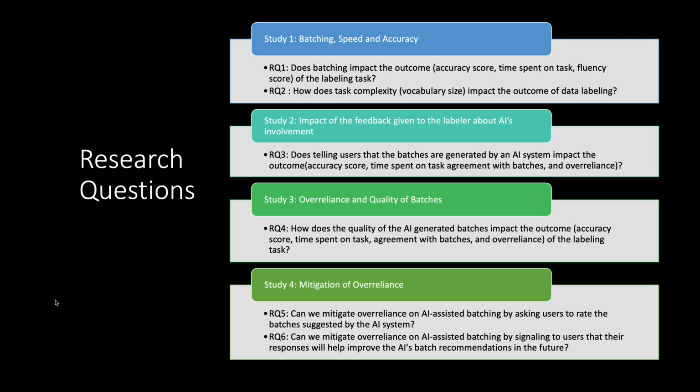We addressed a series of research questions in this paper and divided them up as studies. We first start by discussing the accuracy and speed of batching in the first place and how task complexity can impact the outcome of data labeling. We then look at how the feedback given to the labeler about the AI's involvement impacts the outcome. And then we look at over-reliance and how the quality of the batches impacts the degree to which users over-rely, as well as looking at mitigating the over-reliance in study 4.